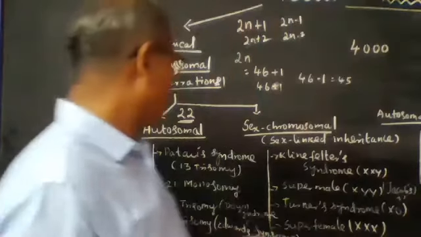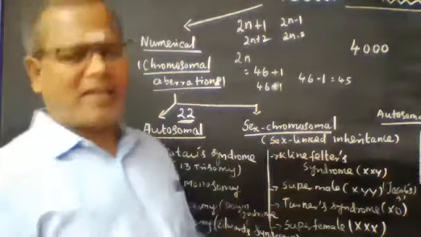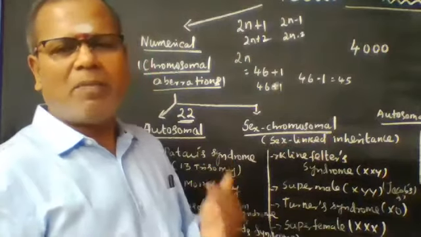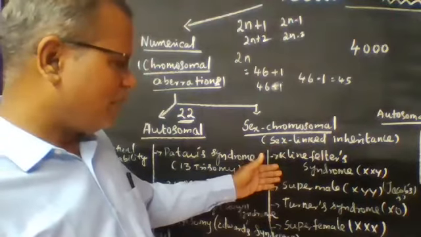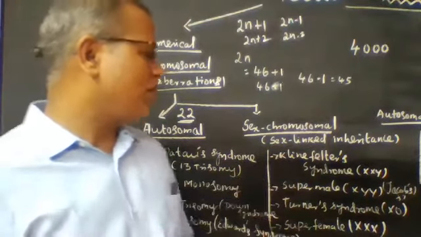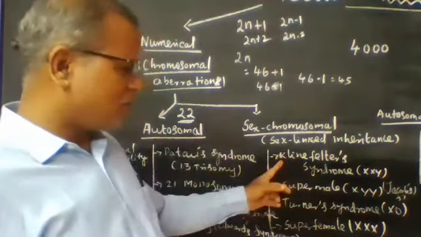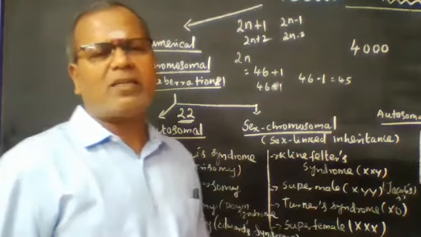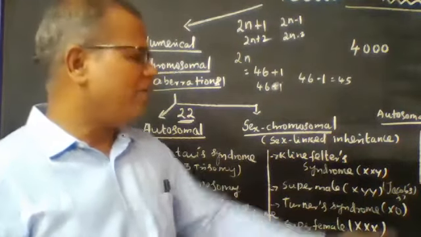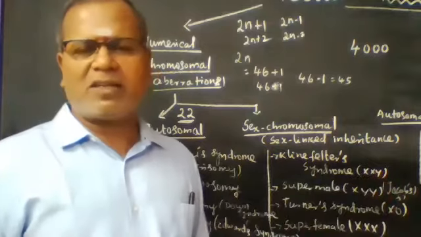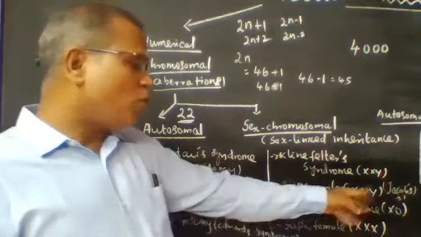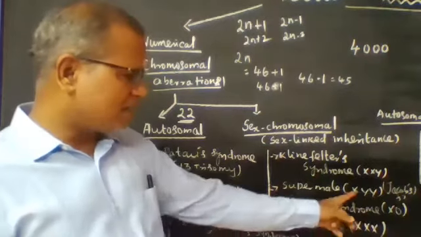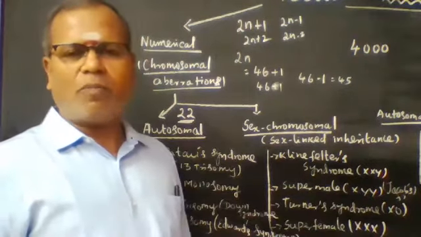Then next is sex-linked inheritance or sex chromosomal abnormality. We have Klinefelter syndrome, super male, Turner syndrome, and super female. In Klinefelter syndrome, 1 chromosome is more. Instead of XX or XY, the person has XXY. Second is super male with 2 Y chromosomes instead of 1, XYY, Jacob syndrome.